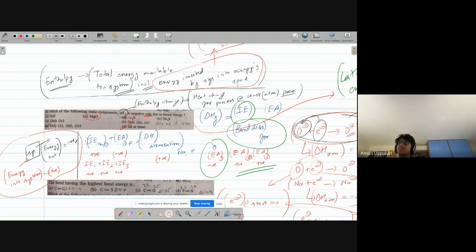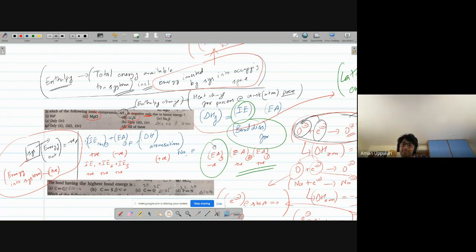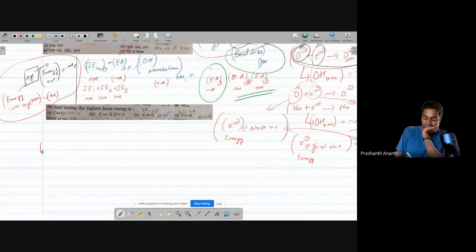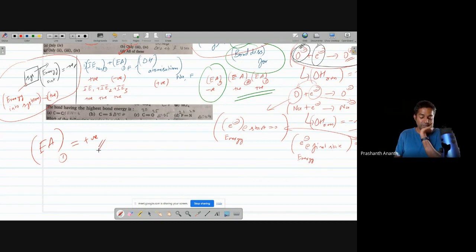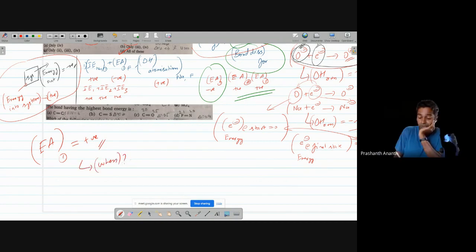If we take a case where EA1 is positive, then it will also be included. Do I have EA1 positive in any of these cases? No, I'm talking about another case, not in these cases. But when will EA1 be positive? One second. When will it be positive? For noble gases. Good.